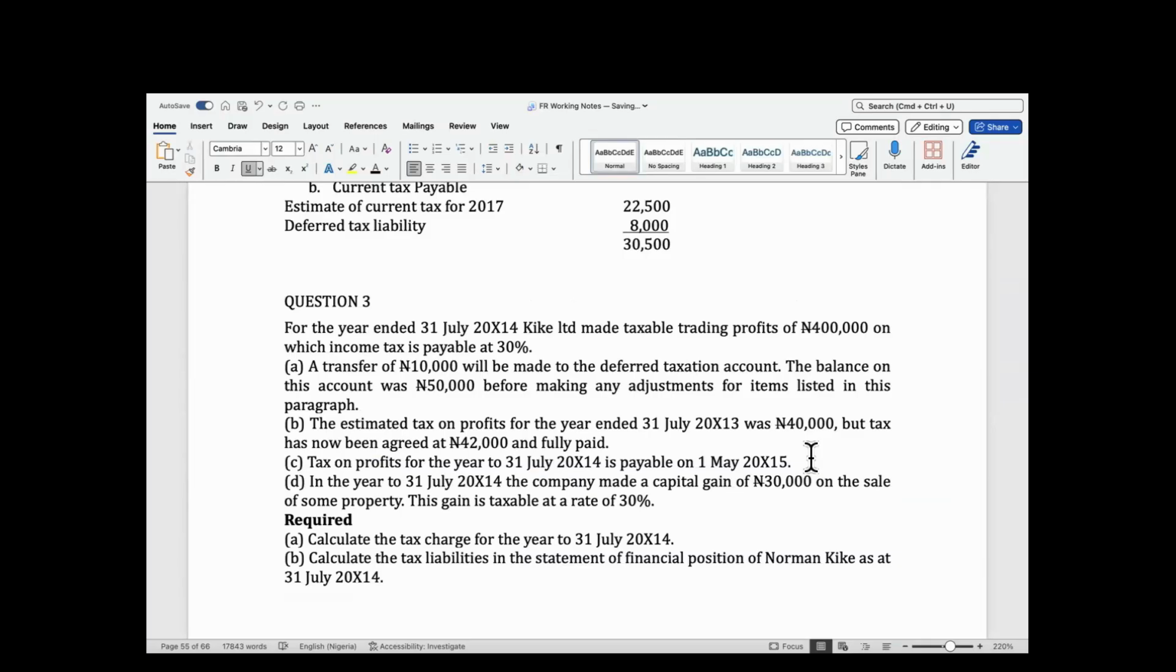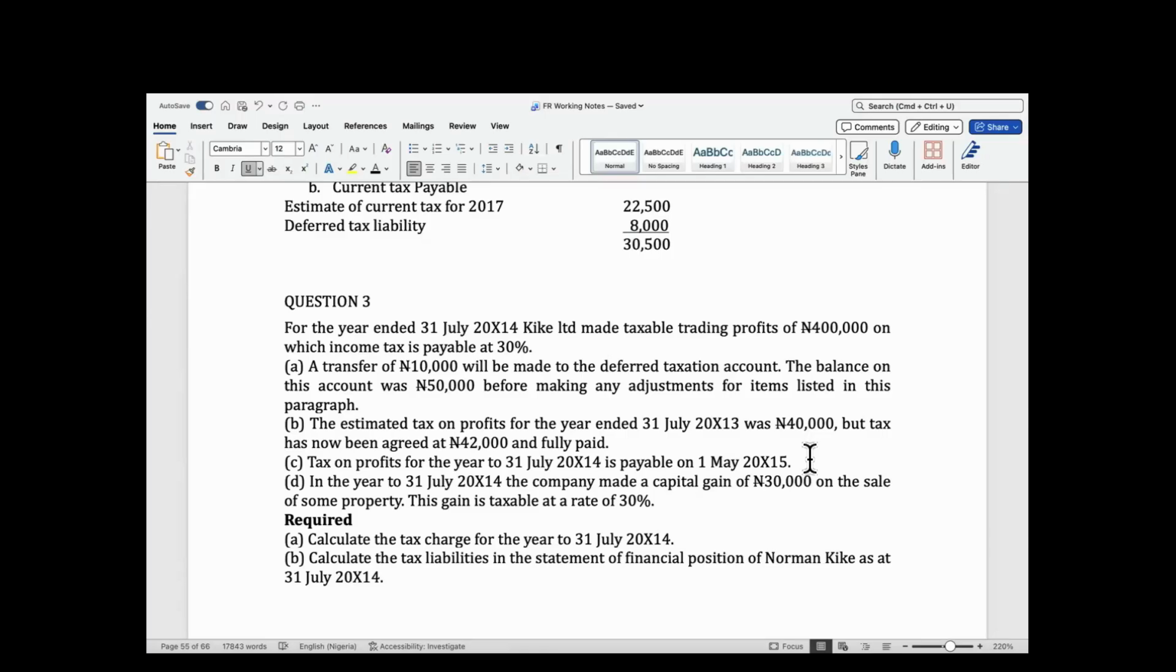Okay, so my question is coming from that A part, which says a transfer of 10,000 naira was made to the deferred taxation account. And like you have said, for deferred tax, we have the deferred tax asset and deferred tax liability. So, I want to know why we just assume that this is a liability, or can we assume it's a deferred tax asset also?